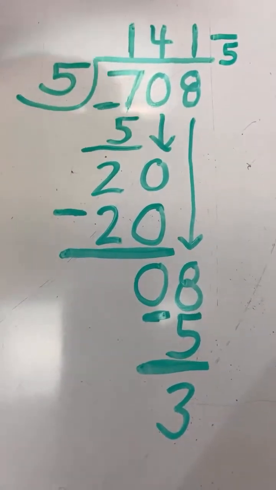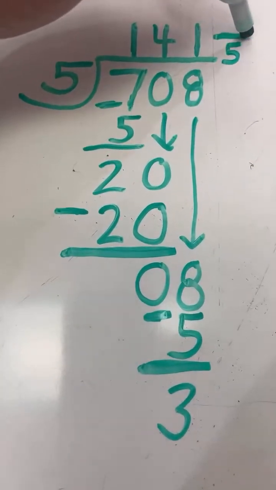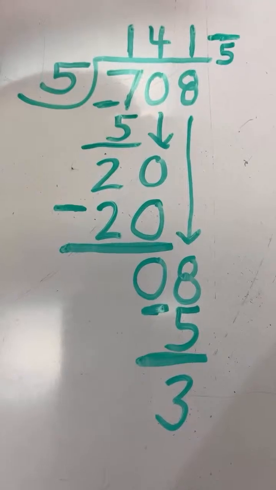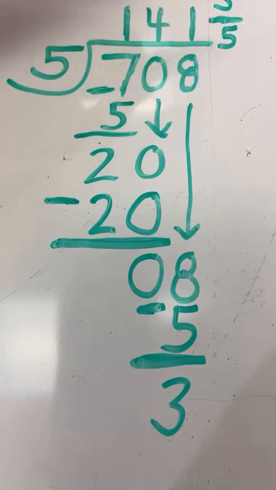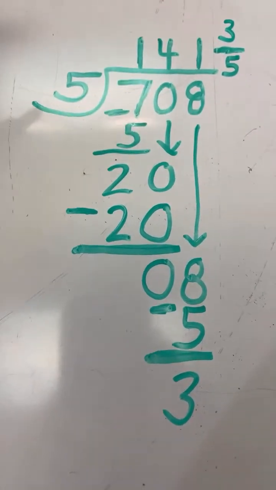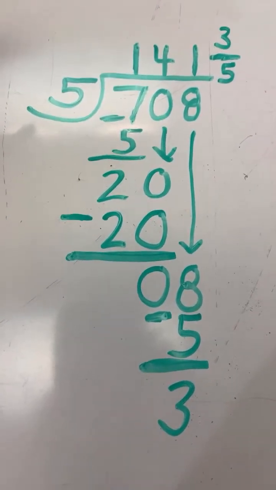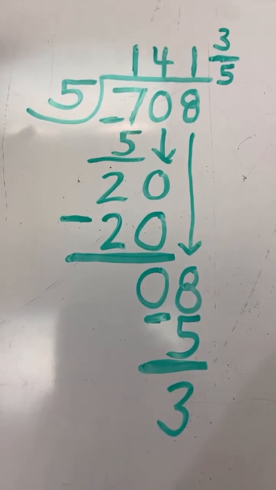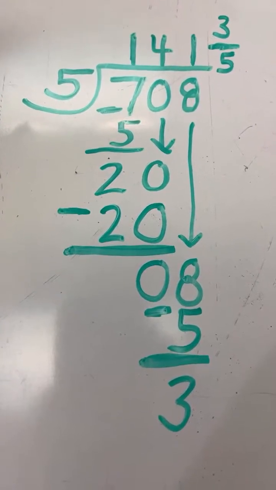Now, our numerator is our remainder. What is our remainder? Somebody in the chat already said what our remainder is. 3. 3 is our remainder. 3 is our numerator. So we have our final answer. 708 divided by 5 equals 141 and 3/5.